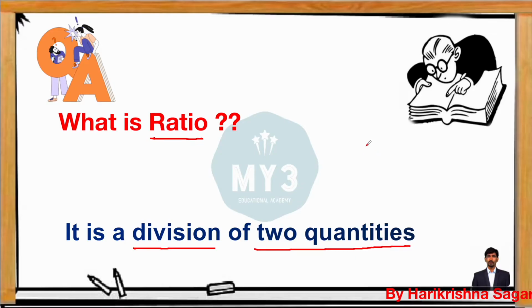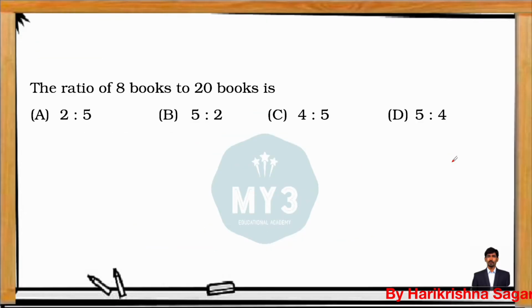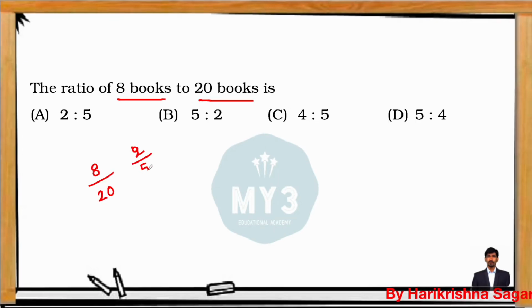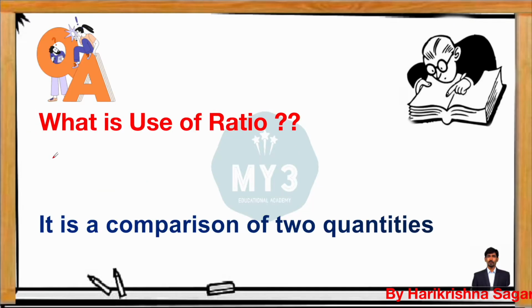If two numbers are given like this, 3 by 4, we can represent it as the ratio 3:4. And look at one simple question. What is the ratio of 8 books to 20 books? So 8 by 20. We can also take it as 4 twos are and 4 fives are, which is going to be 2:5. What is the use of the ratio? Basically, ratio is useful for the comparison of quantities.